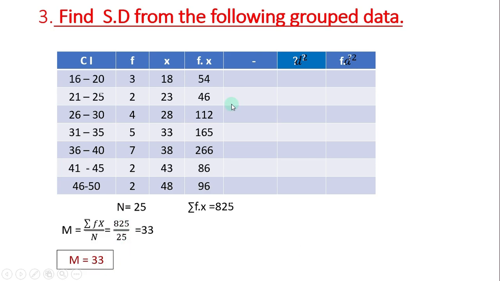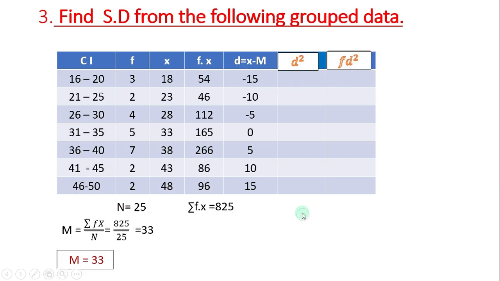Now you know that deviation is equal to x minus m. Here x is the midpoint, 18 minus 33. You get minus 15, minus 10. Like that, we subtract the mean from all the x's to get the d values. The next step is d square. Square all the d's, and we will get 225, 100, 25, 0, 25, 100, 225.